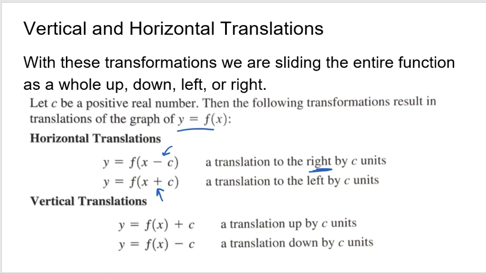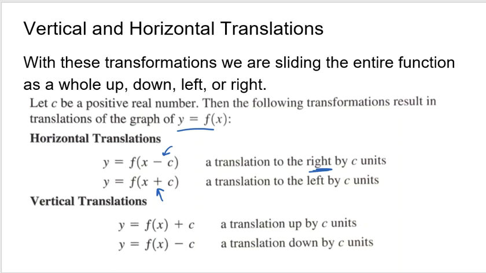Then we have vertical translations. This is again sliding an entire graph up or an entire graph down. And this happens when we add or subtract a c value outside of the function. If we add c, that's going up. And that makes complete sense. Add should go up. So adding a c value outside of a function takes it up, and subtracting a c value takes it down.